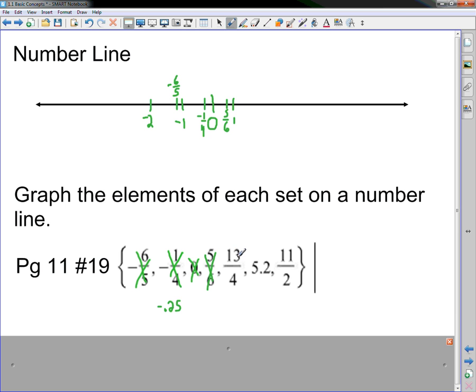13 divided by 4. Well, 4 goes into 13 3 times with 3/4 left over. There's 1. There's 2. There's 3. And there's 4. So we have 3, so 1, 2, 3, and then another 3/4. So that would be 13 over 4.